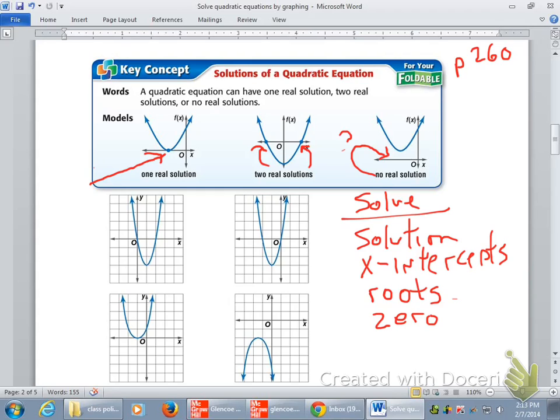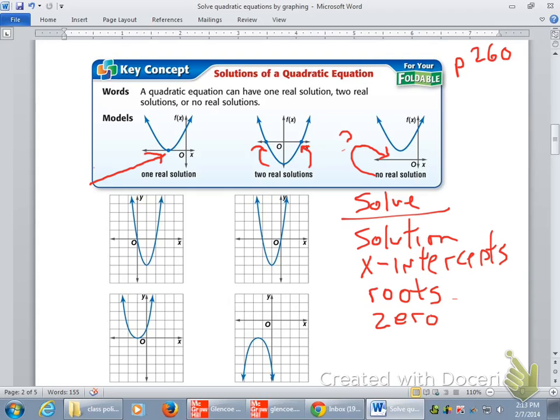All right. When we talk about solutions, we're normally talking about equations. When we talk about roots, we're normally talking about polynomial functions. When we talk about zeros, same thing. When we talk about x-intercepts, we're normally looking at a graph. It's just kind of the situation that you're in. But the reality is they're the same.